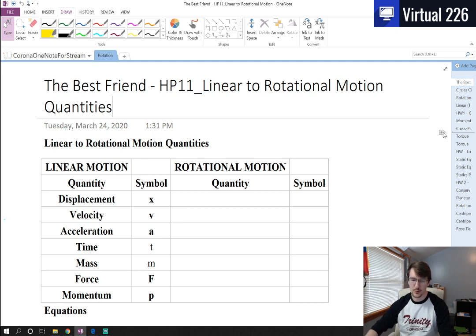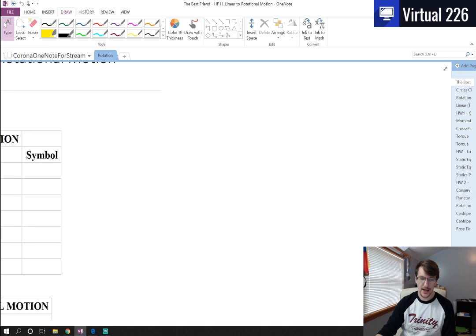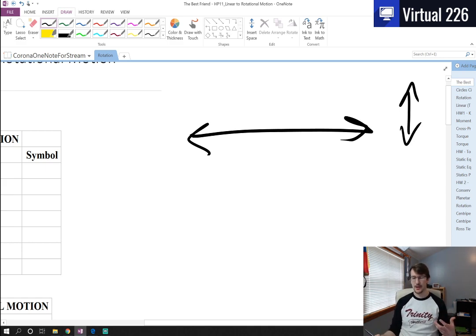And what we're looking at here when we're talking about rotational motion is, if we think back to what we've done this year, everything we've done this year has been what's referred to as linear motion. We've looked at stuff going to the right and going to the left. We've looked at stuff going up. We've looked at stuff going down. And that's it. That's what we've done.